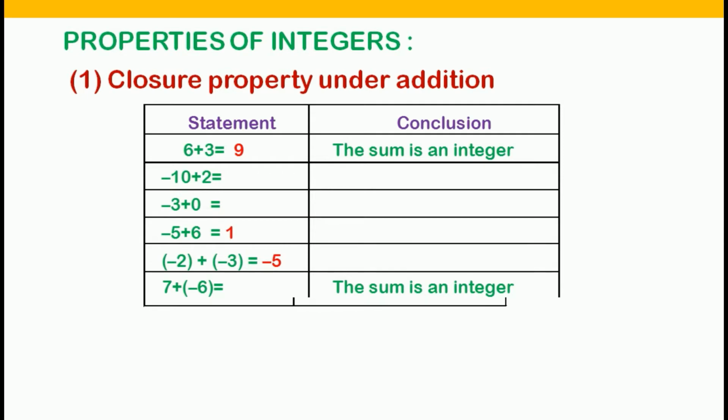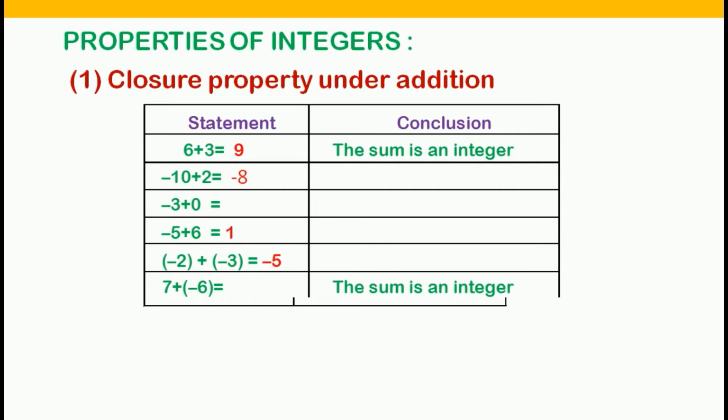So first question, 6 plus 3, the result is 9. In this statement, 6 and 3 on the left side are integers. On the right side, the result is also an integer. So when we add two integers, the result is also an integer. So the sum is an integer is the conclusion.